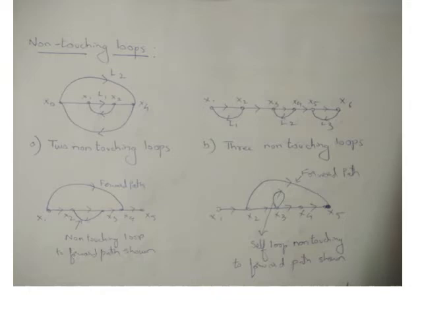Here in this example, can you make out how many loops are there? We have this starting from x1, coming to x2 and back again to x3. Arrow marks are shown. This is one loop. This is coming here and going back here again. This is the second loop. So there are 2 non-touching loops.